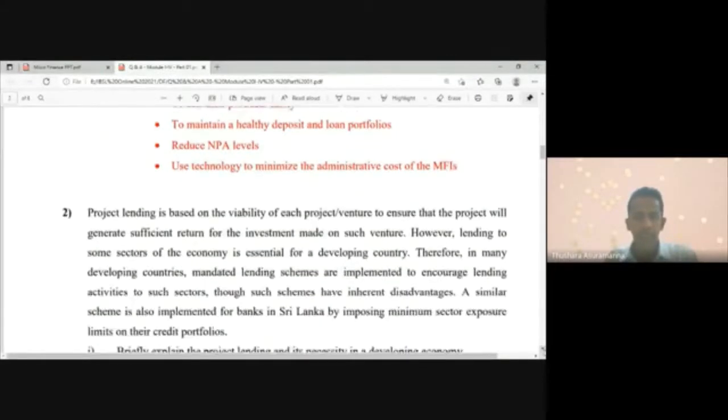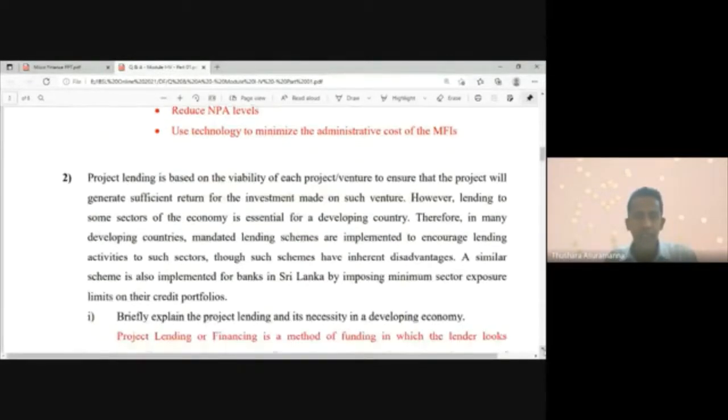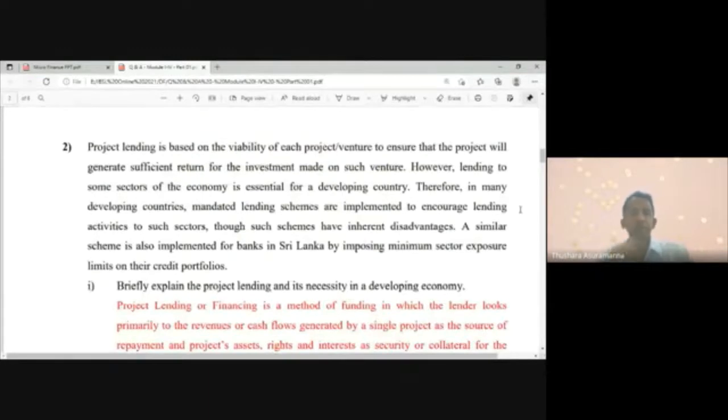The next question is about introduction and project lending. We are going to learn some more on this later also, but given what we have learned so far, let's see whether we will be able to attempt this question. Project lending is based on the viability of each project or venture, to ensure that the project will generate sufficient return for the investment made on such venture.